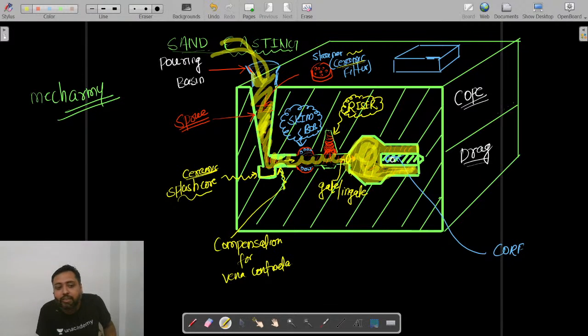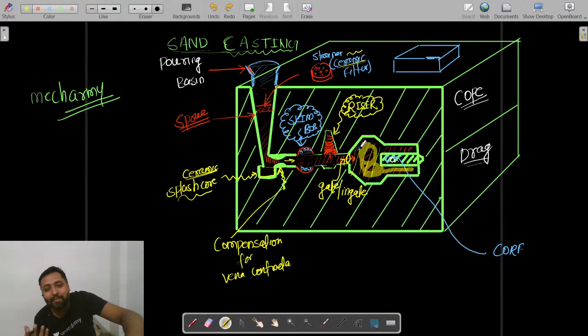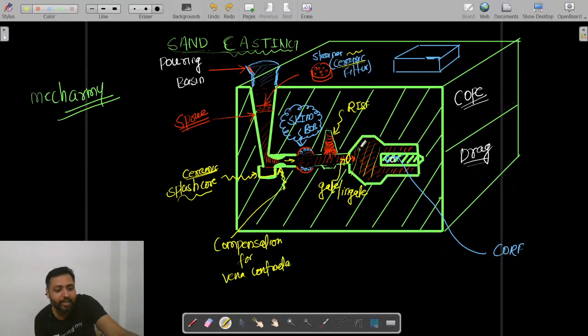The metal will start to solidify long before it reaches the original mold cavity. Do you want that? No. If the molten metal does not reach the mold cavity, what is the benefit? You will not get anything.